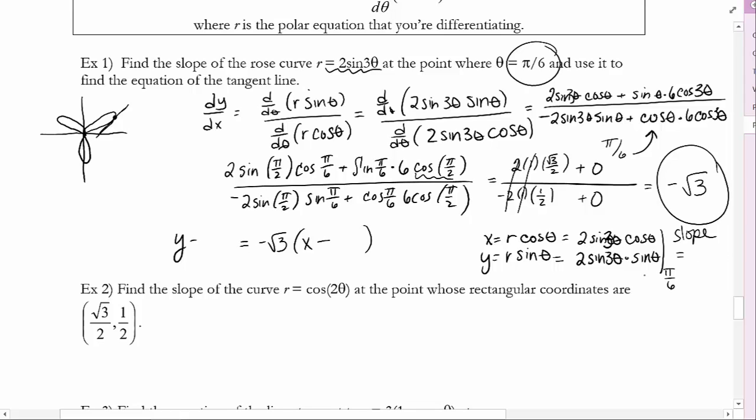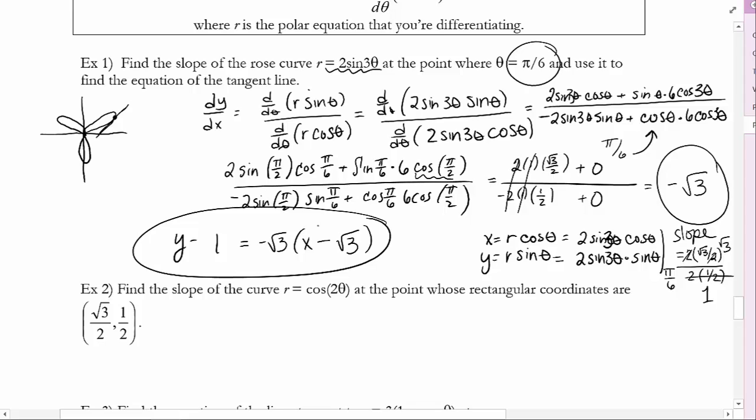So I've got 2 sine pi over 2 cosine pi over 6, which is going to be root 3 over 2, times 2. And then on the bottom, I've got 2 sine pi over 2 again, which is just 2, times the sine of pi over 6, which is 1/2. So let's see, that's going to just cancel and be a 1, and this is going to be a radical 3. So I've got a 1 and a radical 3. So x is root 3, and y is 1.